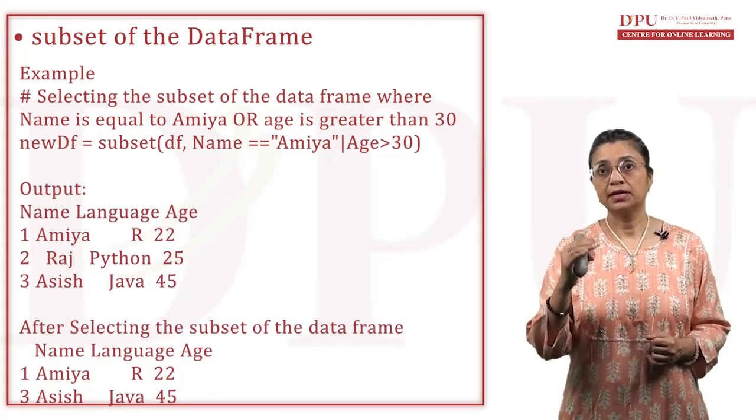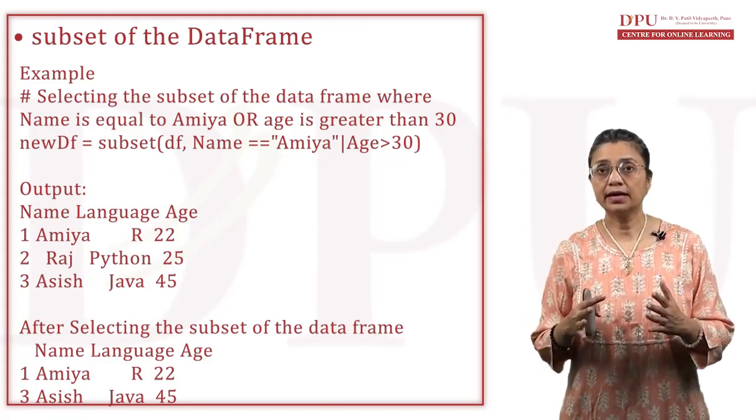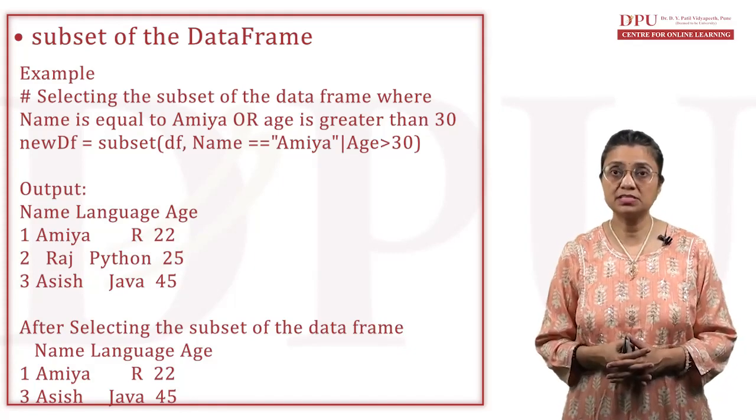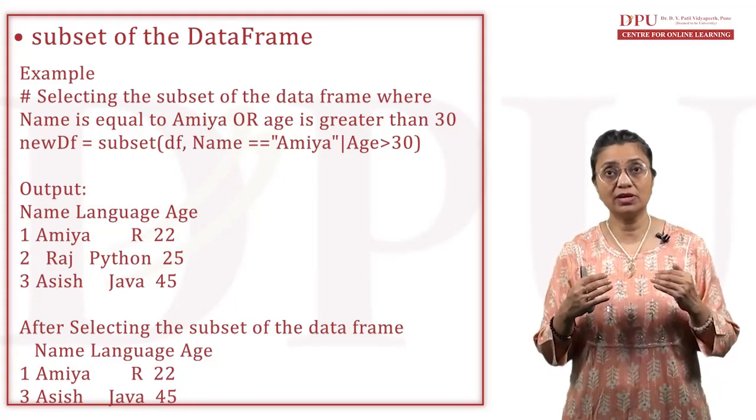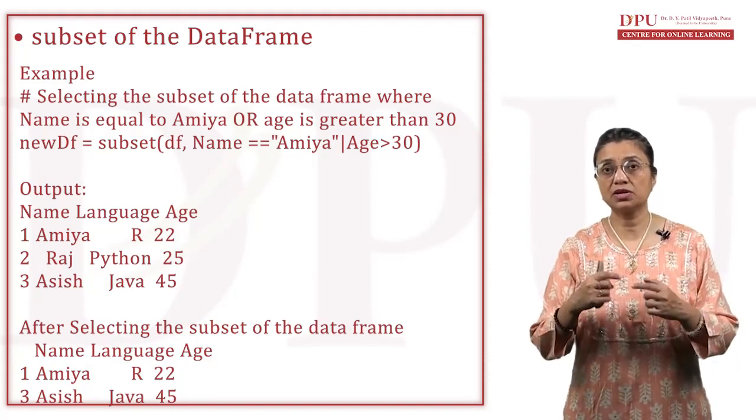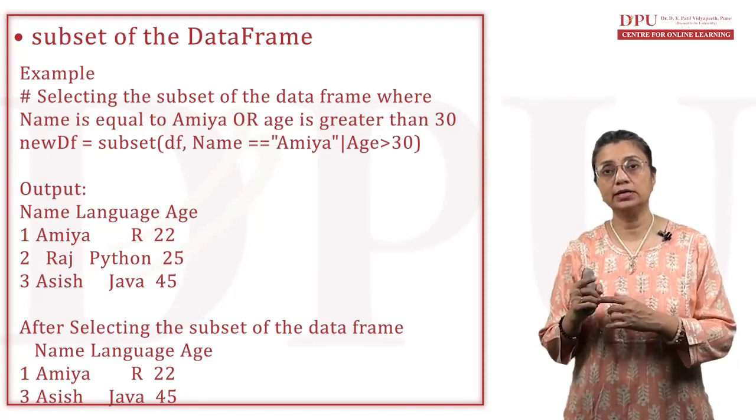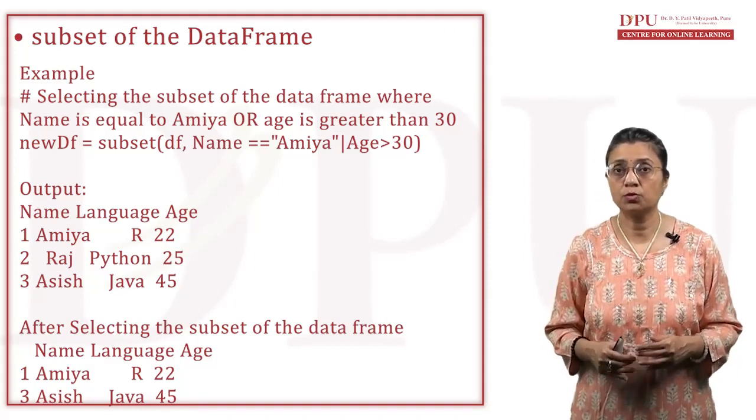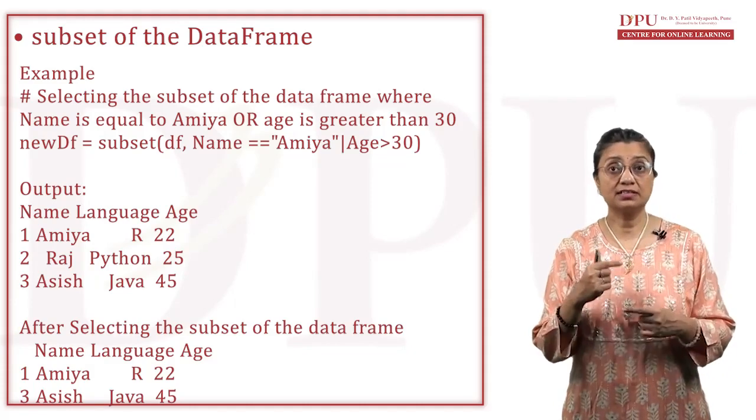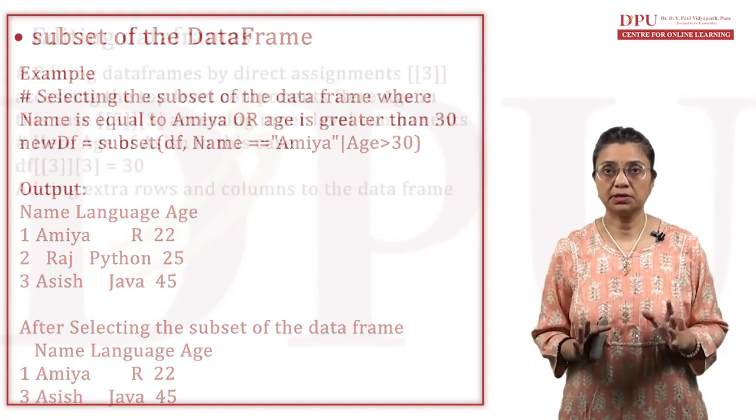First we have name, language, age, where Amya, Raj and Ashish are my original data. And now when we have selected on the basis of age greater than 30 or name equal to Amya, you can see we have got the first record as output, which is Amya R 22, and the third record as output, Ashish Java 45, because there the age is greater than 30, though the name is not Amya.